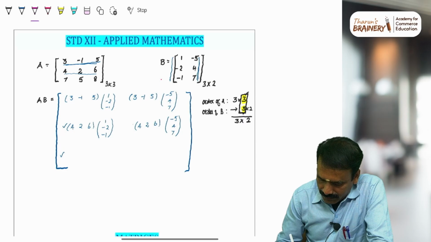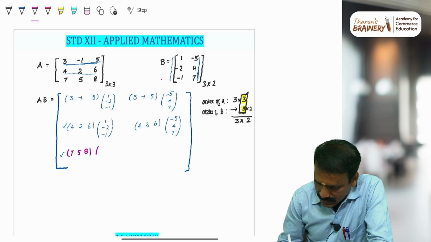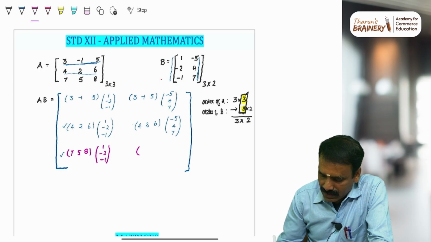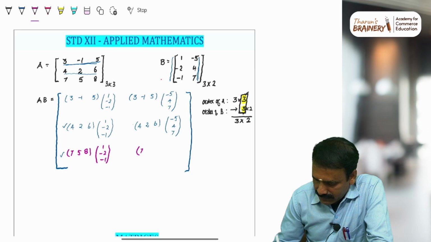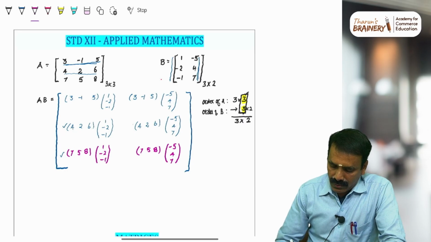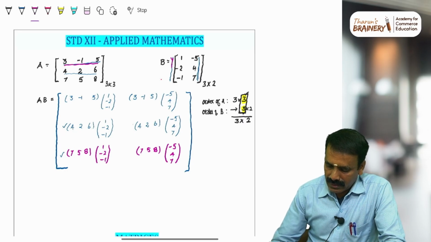So how to get it? We are going to multiply the third row of the first matrix. What is that? 7, 5, 8. Multiplied with the first column. What is that? 1, minus 2, minus 1. Then this is third row, second column. So third row, 7, 5, 8, multiplied with the second column, minus 5, 4, 7. So you can very well see the row elements are multiplied with the column elements.